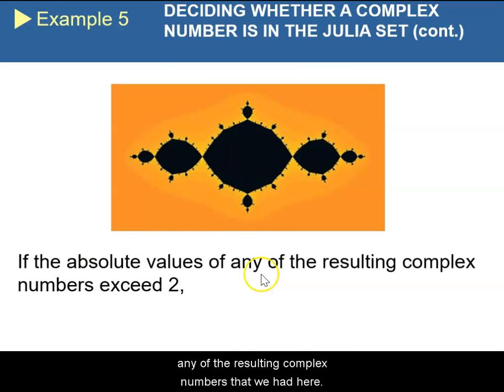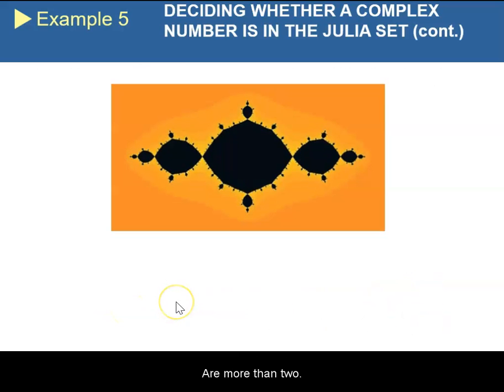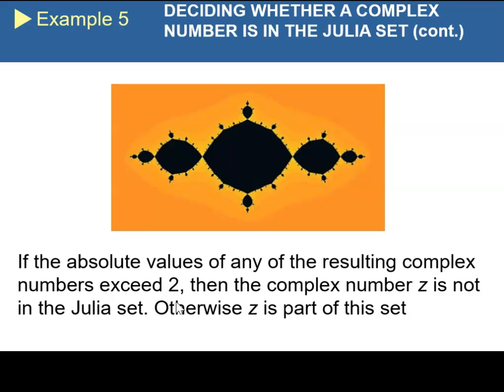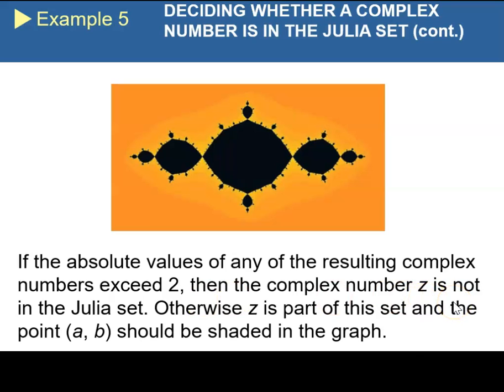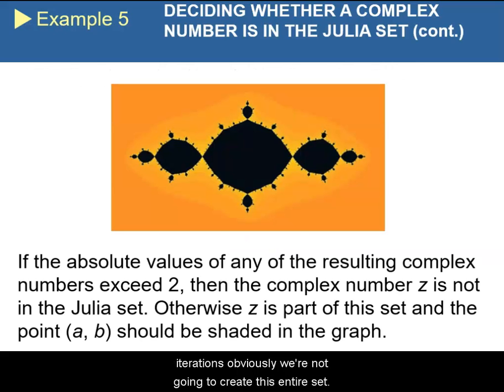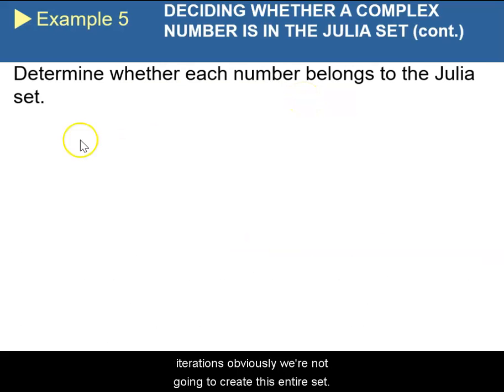If the absolute value of any of the resulting complex numbers is more than 2, then we don't use them. We only use the values that are at most the length of 2, and that's our set of values. Otherwise, z is part of the set, and the point (a, b) should be shaded in the graph. So we'll go ahead and do a couple of iterations. Obviously, we're not going to create this entire set, but I'll put a link to an interactive Julia set at the end so you guys can play around with it a little bit.